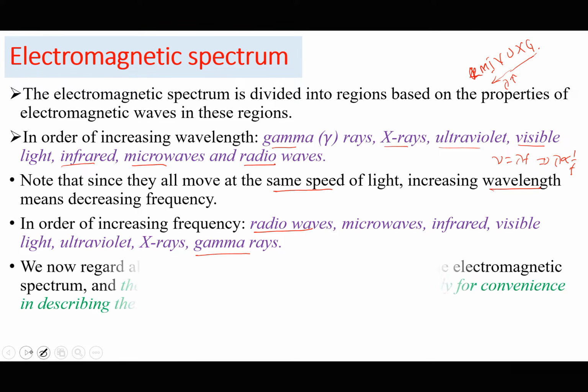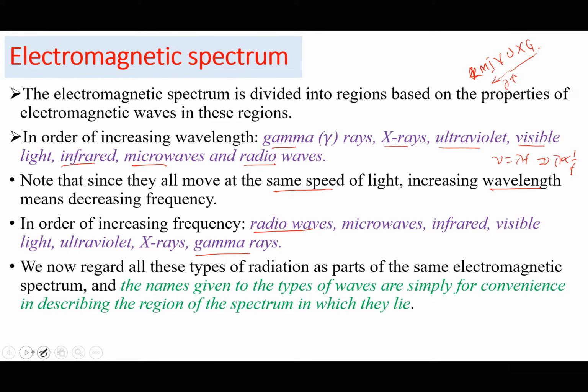So we today regard all the types of radiation as part of the same electromagnetic spectrum, and the names given to the types of waves are simply for convenience in describing the region of the spectrum in which they lie. Some names may not hold their normal English meaning, in case there's a name which has an English meaning.